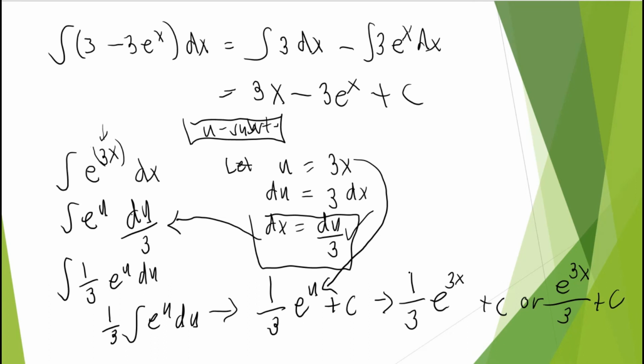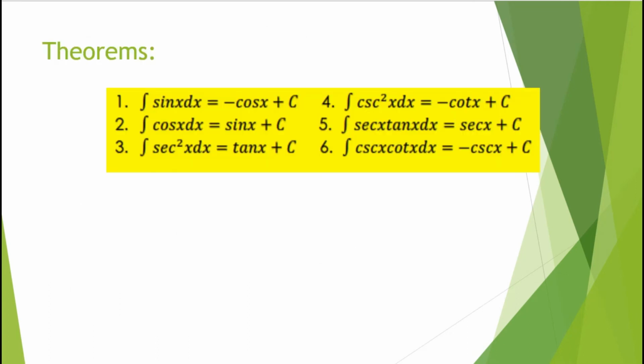Okay? So, let's move on to the theorems of antidifferentiation of trigonometric functions. We have 6 common formulas. I will now give examples for each para mas maintindihan. Again, antidifferentiation is the inverse of differentiation. So, kabaliktaran siya.